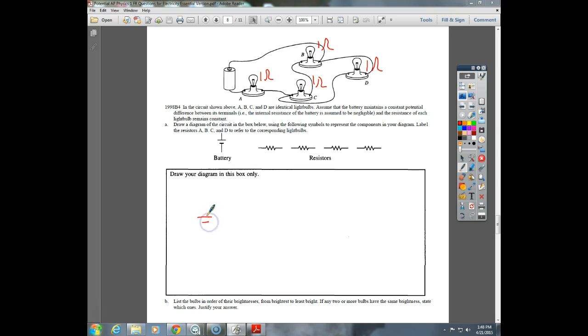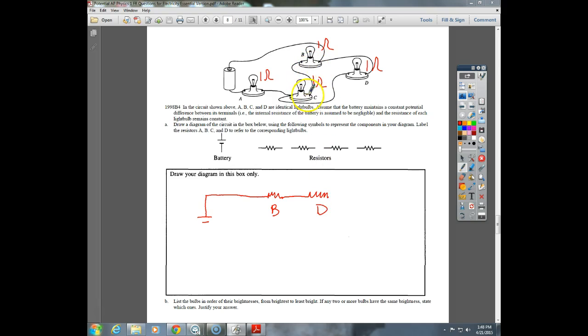So here's our battery. And then we have a wire leading over to letter B. So this wire goes to letter B. So here's our letter B. And then letter B is attached to two things. Notice that it is attached to D and it is attached to C. So I'm going to move over and do one here that's going to be attached to D.